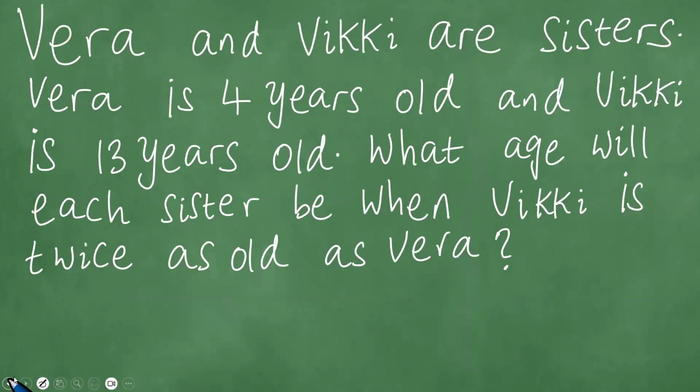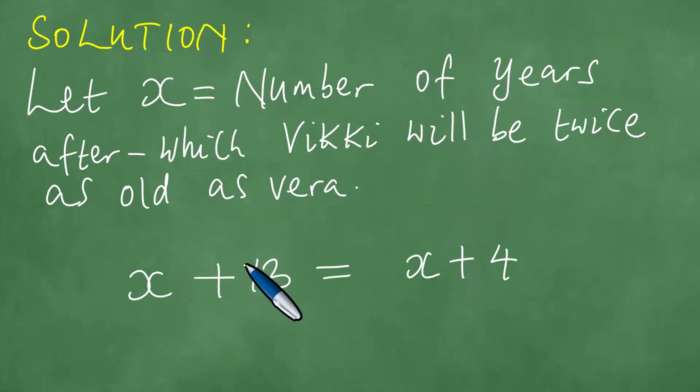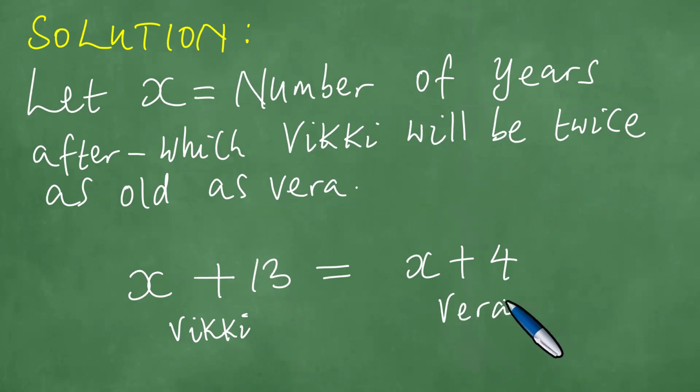What age will each sister be when Vikki is twice as old as Vera? This side here is Vikki, and this side here is Vera. Vera is 4 years old, but after some years x, she will be x plus 4. Vikki is 13 years old, so after x years, the age of Vikki is going to be 13 plus x.